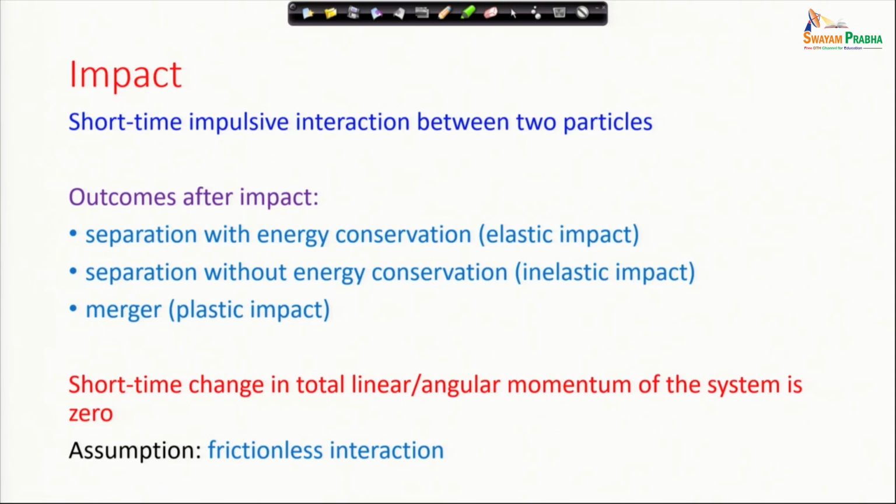In the short time scale of the impact process, the change in the total linear or angular momentum of the system over that very short period when the impulsive force acts is 0. This we have seen in the previous lecture. We will make an assumption in all these analyses, and that is frictionless interaction. When the particles come close, they have a frictionless contact, and these particles were not interacting at finite separation.